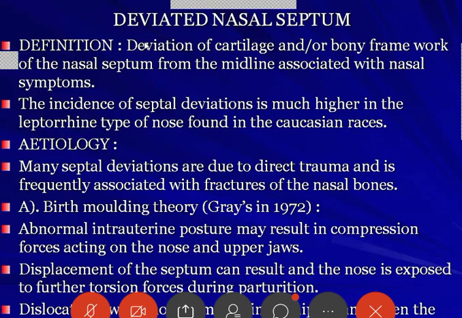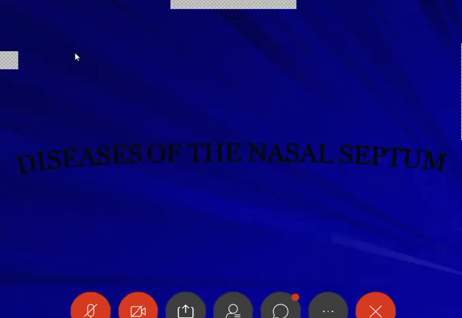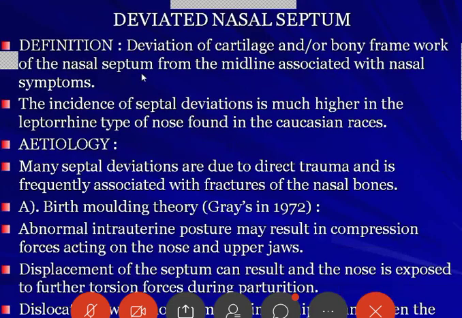Okay, previously we have talked about the anatomy of the nose and the paranasal sinuses. Today, the class is diseases of the nasal septum. So, various parts of the nasal septum. Anyone can tell? Various parts of the nasal septum.